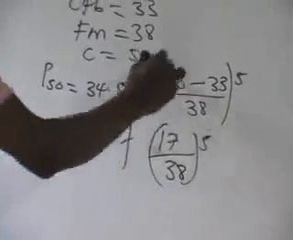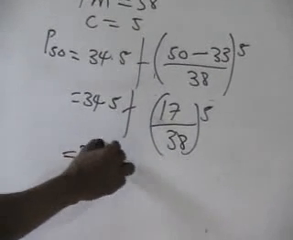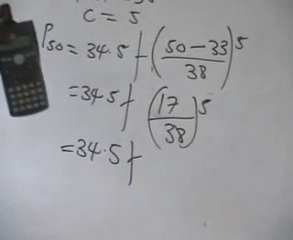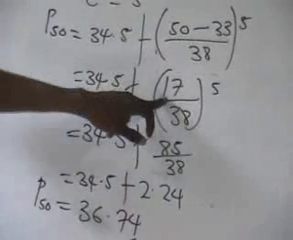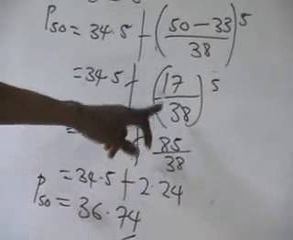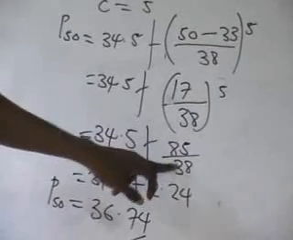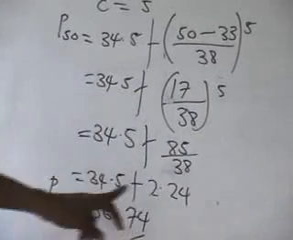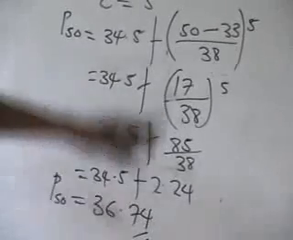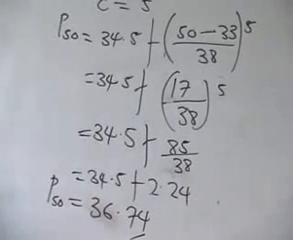You are expected to use a calculator, because of mistakes in the exam. So go and buy a calculator, even if you don't have money to buy an expensive one. Are we together? When we multiply, 17 times 5 will give us 85. Then 85 divided by 38 will give us 2.24. And 34.5 plus 2.24 will give us 36.74. If it's not clear, just go back over the division and get the understanding. That's all about the 50th percentile.